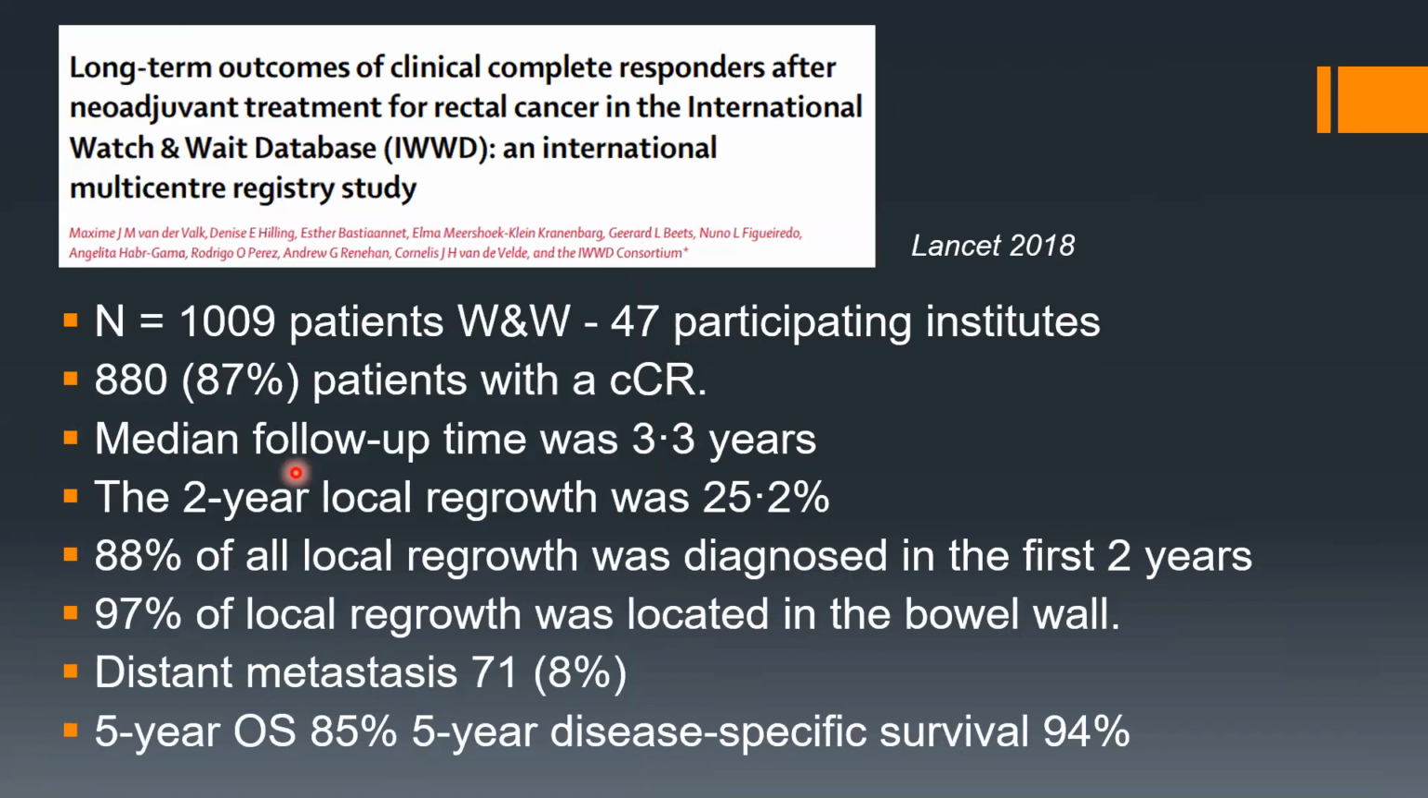The two-year local regrowth was 25.2%, which means that in 75% of patients, they did not require surgery. Most of the regrowth happened in the first 2 years. They were located in the bowel wall. The distant metastases rate was low, and the 5-year overall survival was very good with this wait and watch approach.